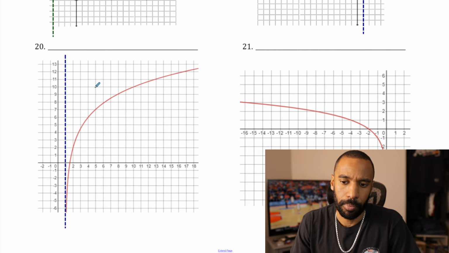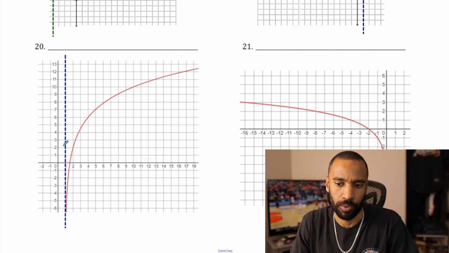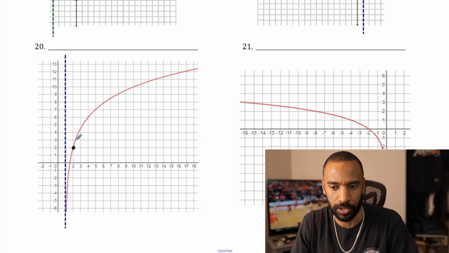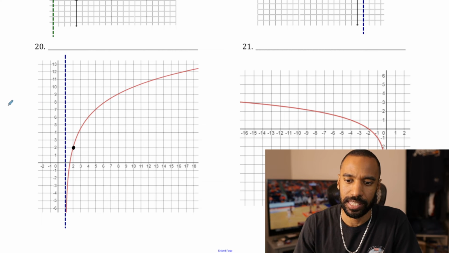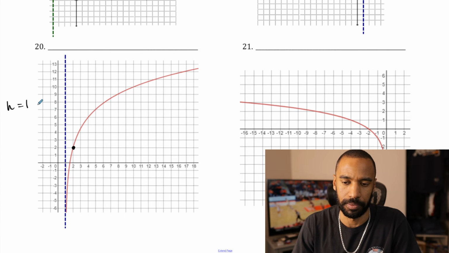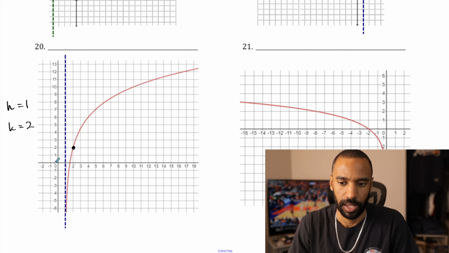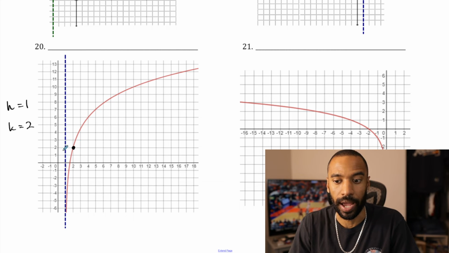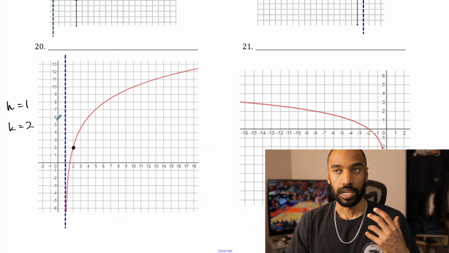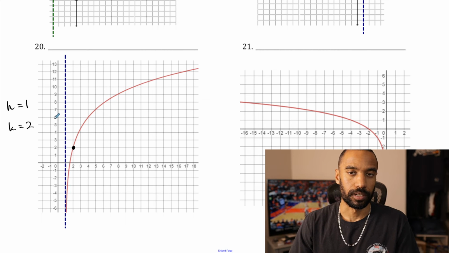The point I always found after that was when we were 1 away from the asymptote, which is right here. And this helped establish what your k value was. Right now I can tell, it looks like my h value is 1. My k value is 2. H is 1 because we're shifted to the right. Now, in our equation, it's going to say x minus 1.